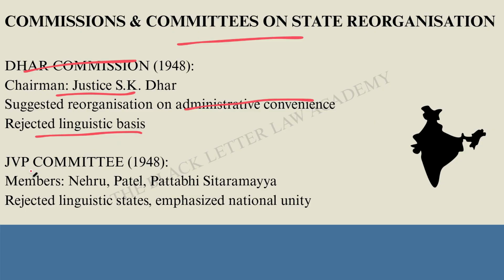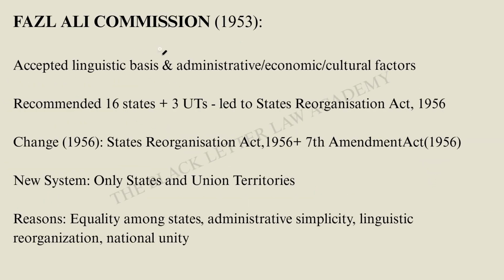Soon after this, the JVP committee was formed in the same year. This committee included Jawaharlal Nehru, Vallabhbhai Patel, and Pattabhi Sitaramayya. The JVP committee also rejected the formation of linguistic states and emphasized that national unity was more important than the linguistic demand. However, public dissatisfaction continued to grow and linguistic movements became stronger across the country.